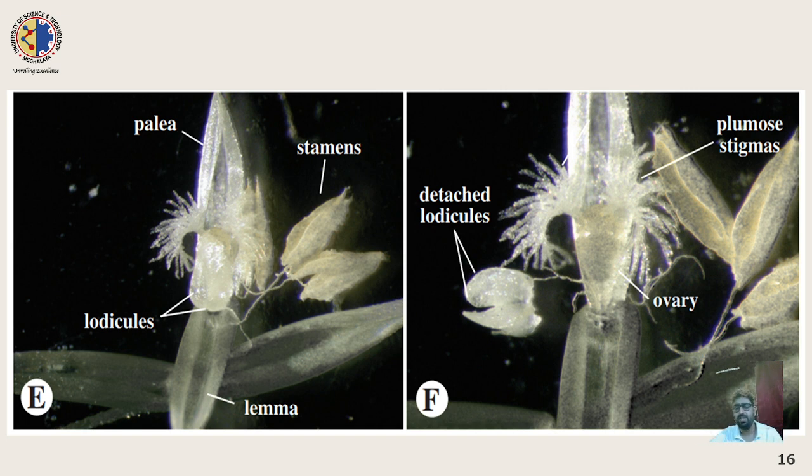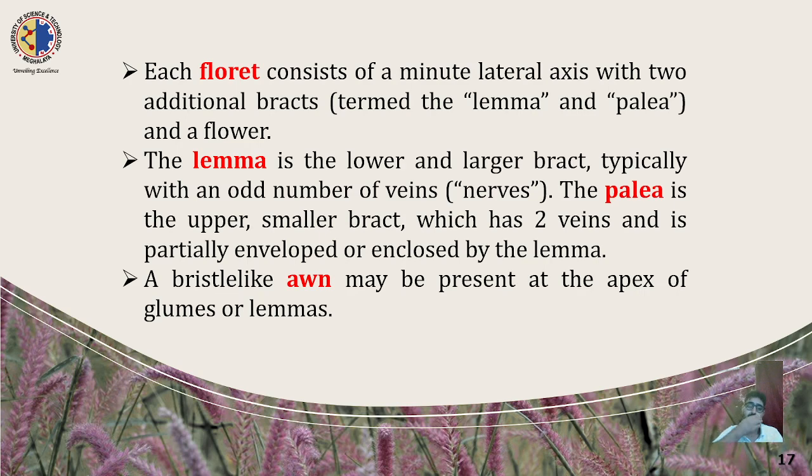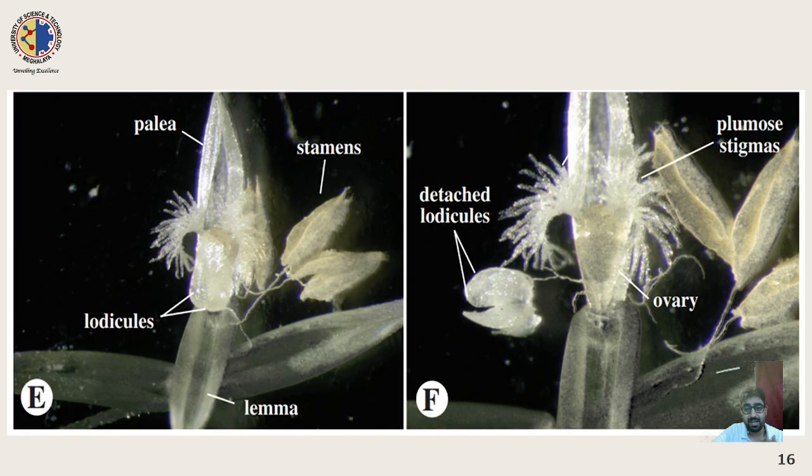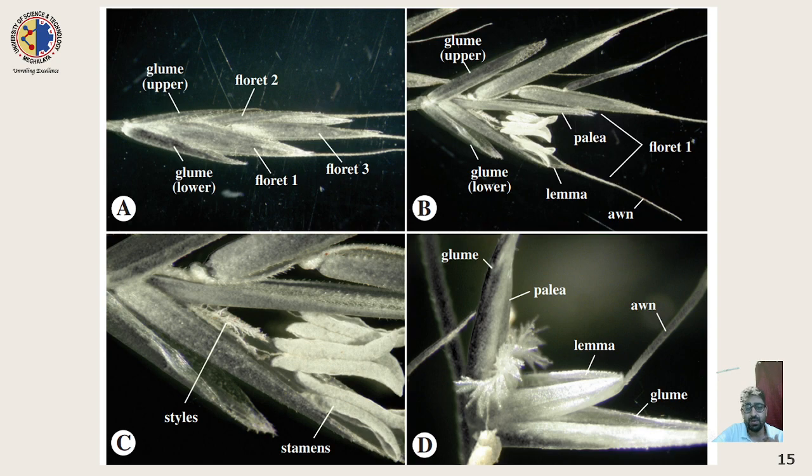What are these lodicules? Lodicules are the reduced form of the perianth, meaning sepals and petals. So each floret, meaning each flower, consists of minute lateral axes, which are called bracts. Before that bract, if you see here, you have observed glumes. Glume is the total covering of all the bracts.